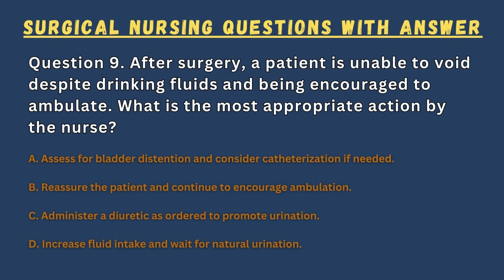Question 9. After surgery, a patient is unable to void despite drinking fluids and being encouraged to ambulate. What is the most appropriate action by the nurse? A. Assess for bladder distension and consider catheterization if needed. B. Reassure the patient and continue to encourage ambulation. C. Administer a diuretic as ordered to promote urination. D. Increase fluid intake and wait for natural urination.